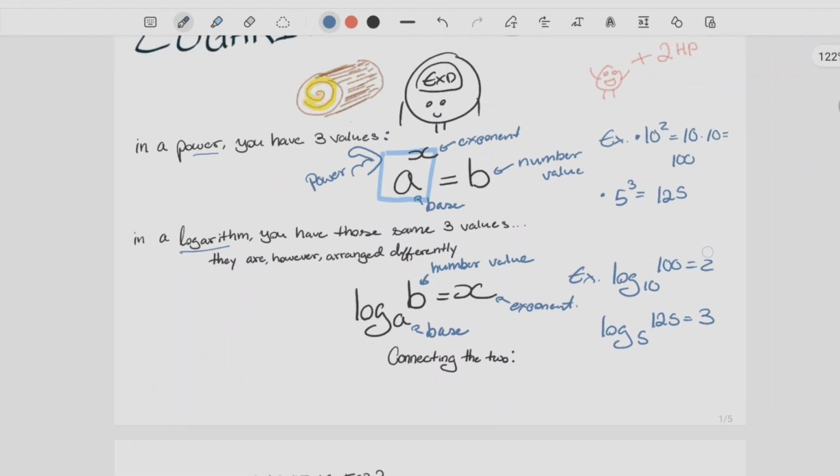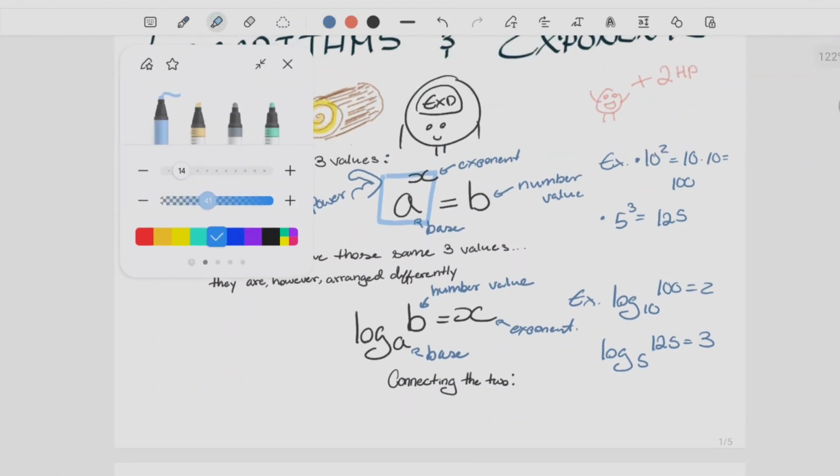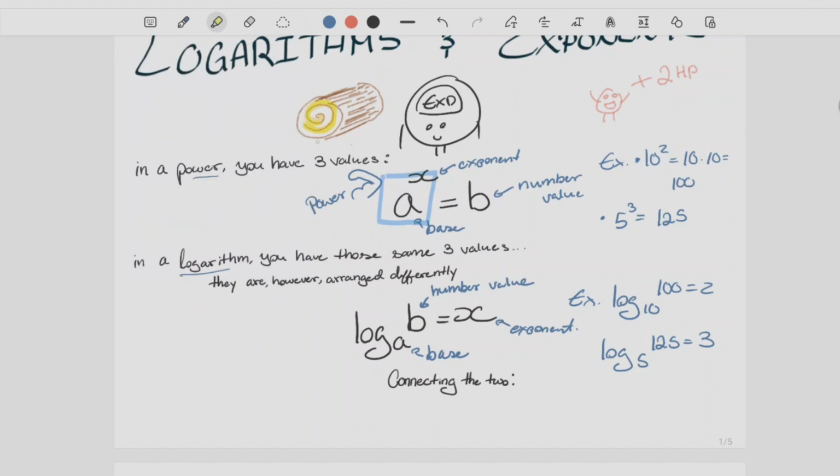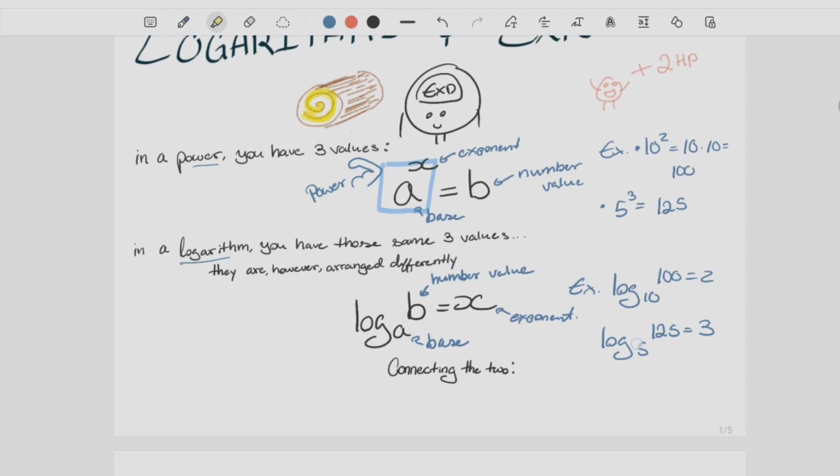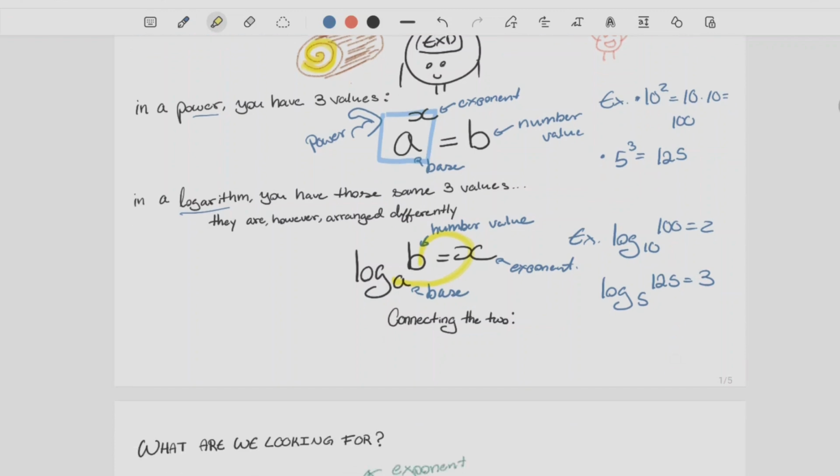Conveniently, logarithms follow a log shape. As you can see, this little lovely swirl is what the logarithm follows. You've got a to the x equals b. So if you're familiar with the power, you'll be able to write out the logarithm by just remembering that log shape, that curly a to the power of x equals b shape.